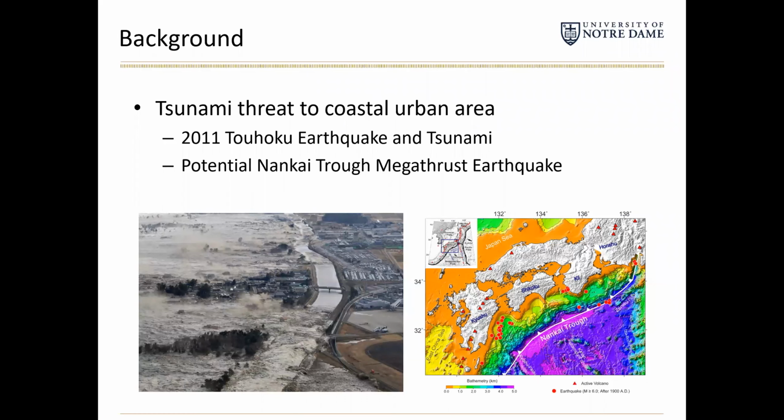Here are some backgrounds for our study. Tsunamis are posing threats to some of the highly populated coastal cities around the world, especially in countries like Japan. In 2011, the Tohoku earthquake and tsunami caused significant damages to multiple coastal cities in northeastern Japan, such as Kesennuma and Sendai, leading to more than 10,000 casualties. There is also a highly concerning tsunami possibility related to the Nankai Trough megathrust earthquake, which puts a large portion of Japanese coastal industrial area in danger.